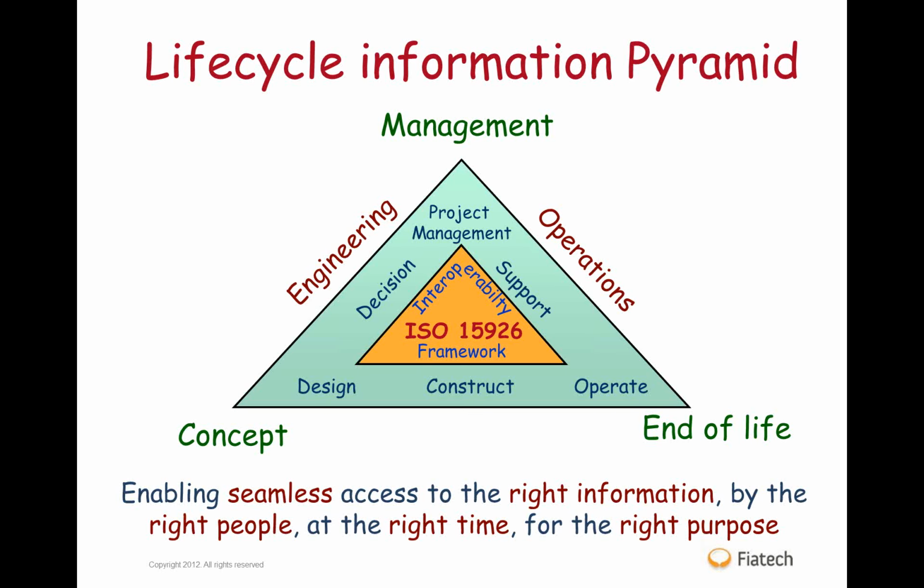So right in the middle we need this interoperability framework, the core of which is ISO 15926, with the objective to enable seamless access to information under managed conditions, so we know we've got the correct piece of information, by the right people, at the right time, for the right purpose. In fact, of those unplanned shutdowns, nearly all of them are caused by somebody picking up the wrong version of a piece of information and making a decision on that basis. So, very important.